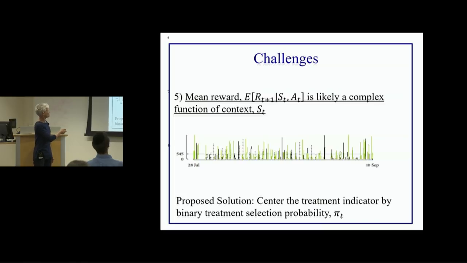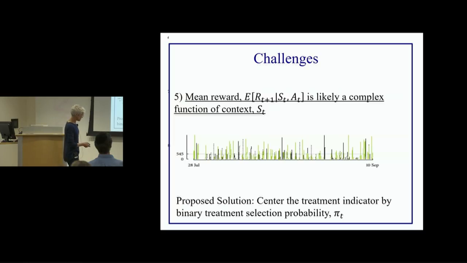But I just want to emphasize this mean reward function, the expected reward given current context and current action, is likely complex. And we saw Natasha, she's doing really cool stuff with deep learning. Our world is just a high noise world, and in this study, I really want 70 people. That will be a really big thing. I don't think I have the signal to estimate many parameters.